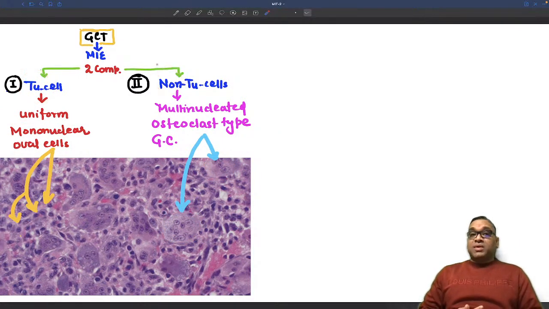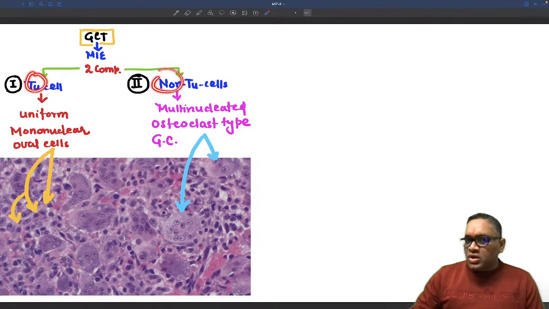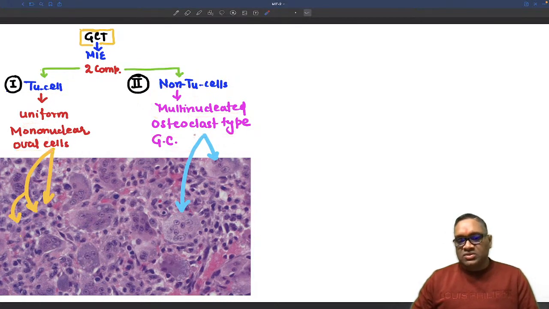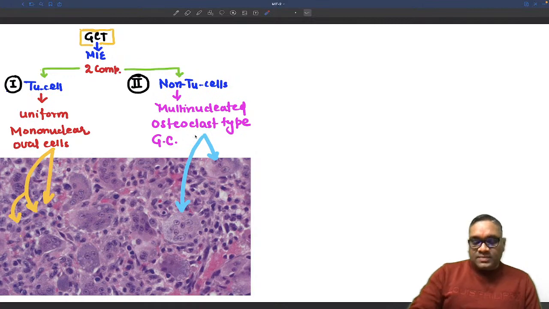In the giant cell tumor biopsy, we are going to see two components. One is the tumor cell and second is the non-tumor cell. How will be the tumor cell? Tumor cells are uniform mononuclear oval cells, right? And non-tumor cells are the multinucleated osteoclastic type of giant cells. That is how osteoclastoma will be diagnosed, right?